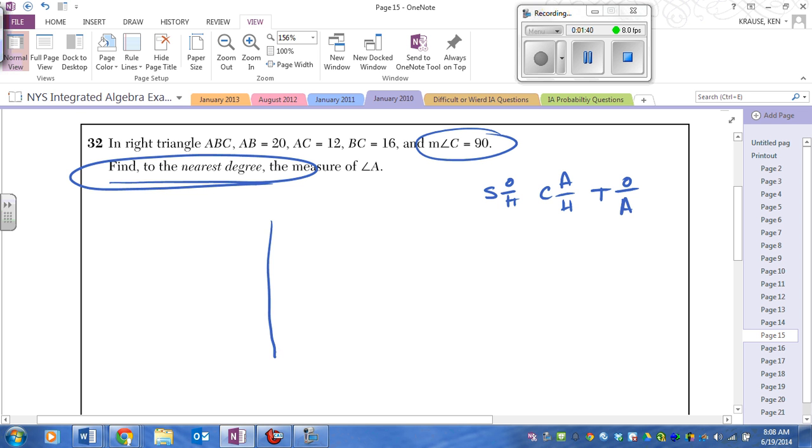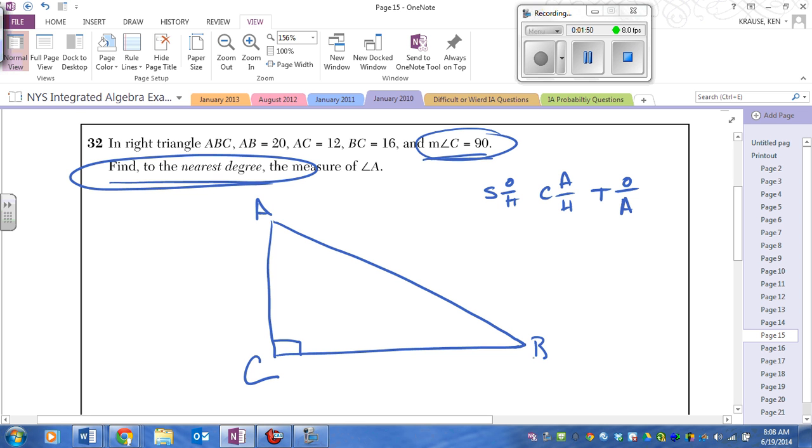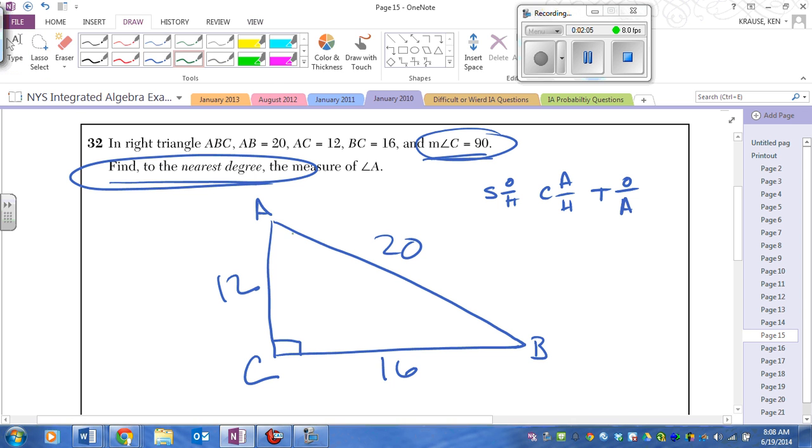Put in my right triangle. And the right angle is C, so let's put the C there. Otherwise, I don't think it makes a difference. I'm sure it doesn't. It says AB is 20, AC is 12, BC is 16. To the nearest degree, find the measure of angle A. So angle A is right here.